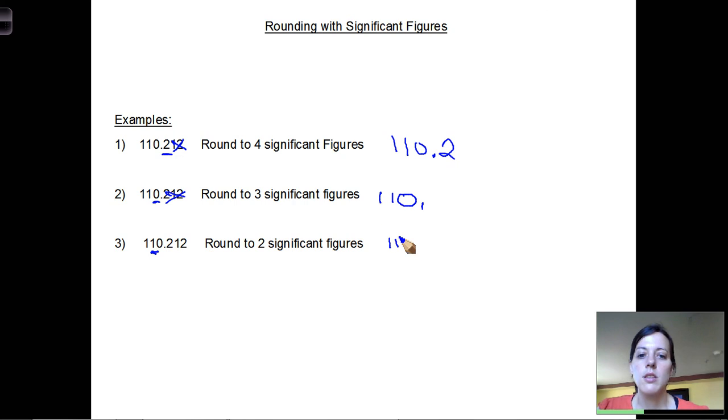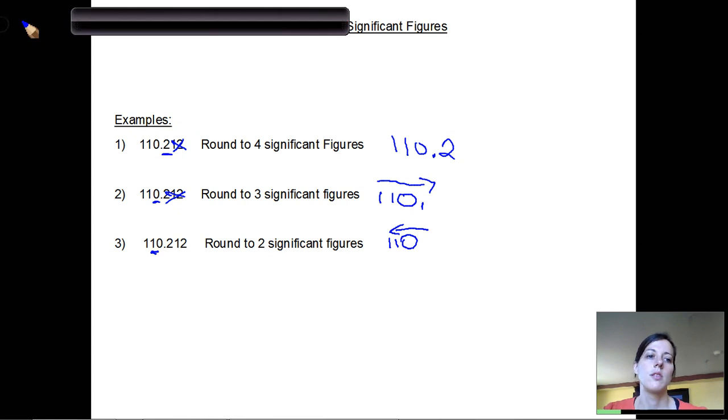So we need to write 110 with no decimal spot, because when the decimal spot is absent, we start at the Atlantic side and count in that direction to count significant figures. So this 0 doesn't count. It's a leading 0, and we start counting with the first non-zero digit, 1, 2 significant figures, versus this one, where the decimal spot is present, so we count in that direction, and we'd have 1, 2, 3 significant digits. So that is rounding with significant figures.